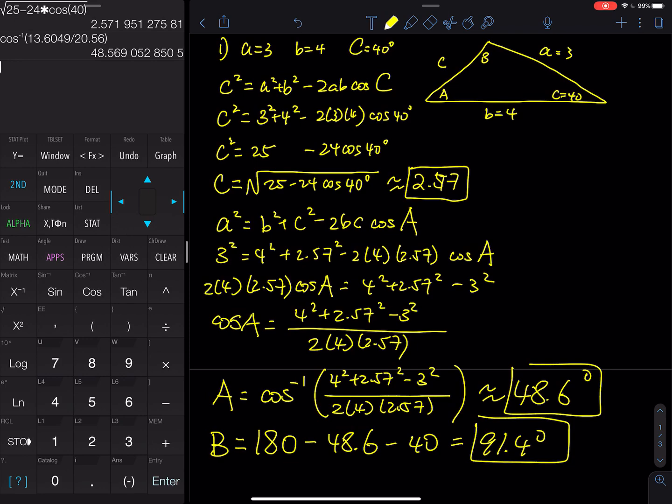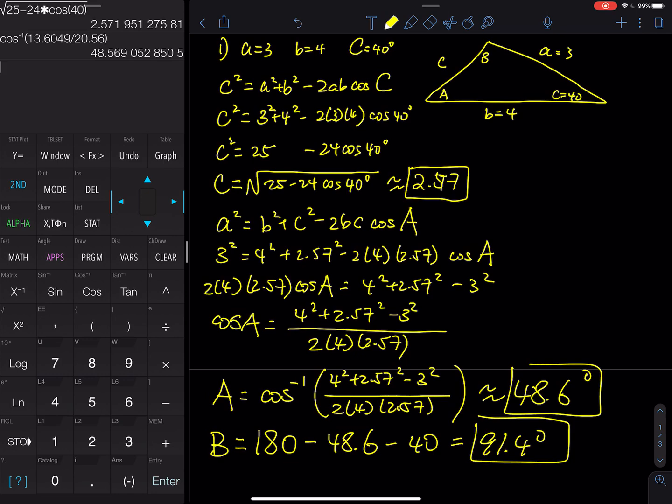Yes, you're right, you can use law of sine after you found C, but the purpose of this lesson is we want to practice law of cosine. So I will stick with law of cosine when possible.